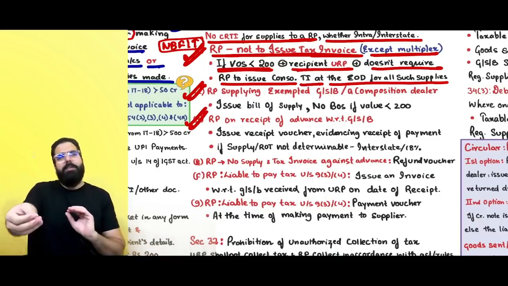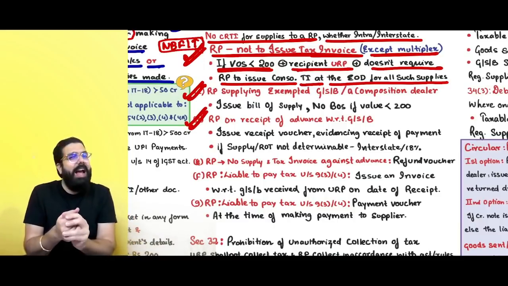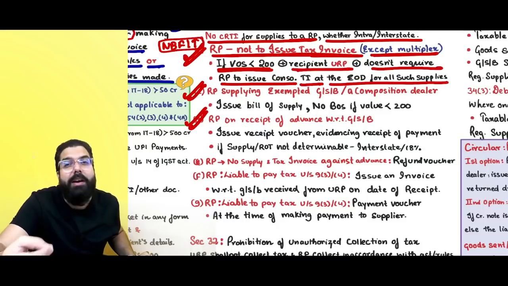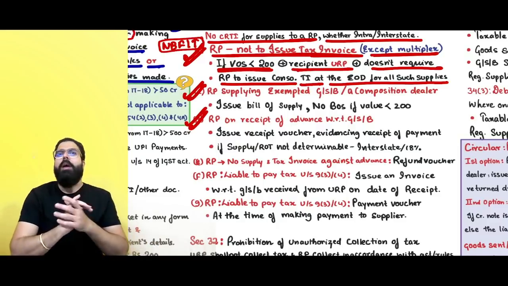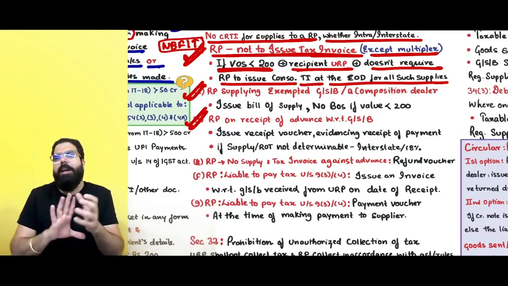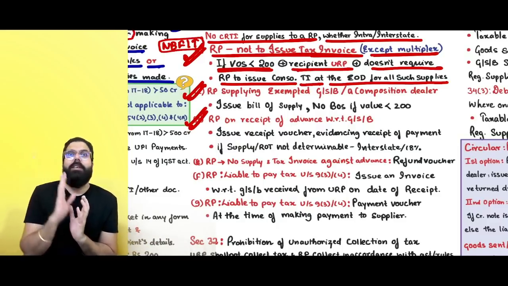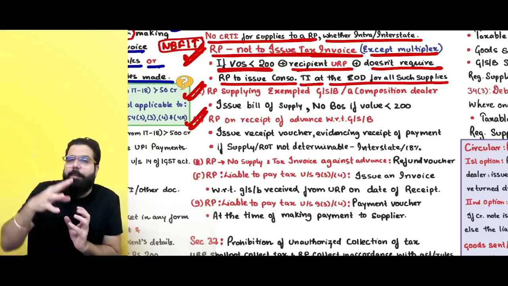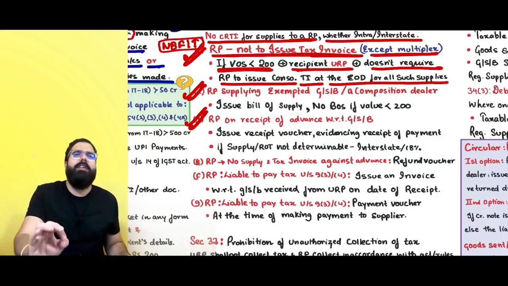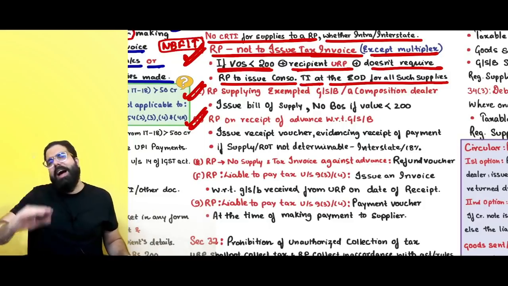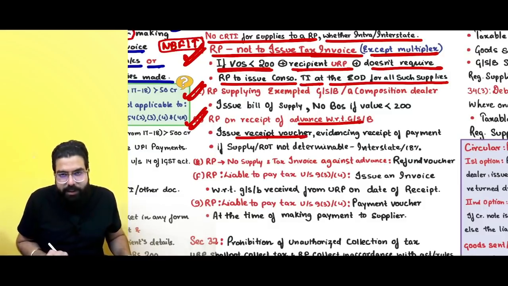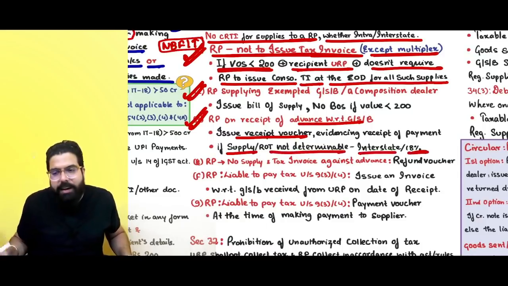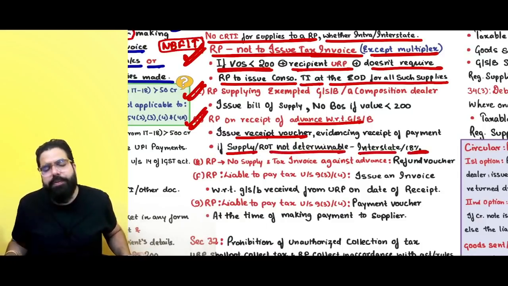Sir, supposedly one person went ahead and gave me some advance for supply. When I have got an advance, I should always issue a receipt voucher. Okay, sir, whenever I receive an advance, I should issue a receipt voucher, but be very careful. Supposedly one person gave me an advance and I don't know what the supply is going to be. I don't know if I am going to supply him intra or interstate. Then always assume it to be interstate. Pay IGST to the government. Government has told that on receipt of advance, please issue a receipt voucher. If supply is not determinable as intrastate, and the rate is not determinable, take it as 18% and accordingly pay the GST to the government.